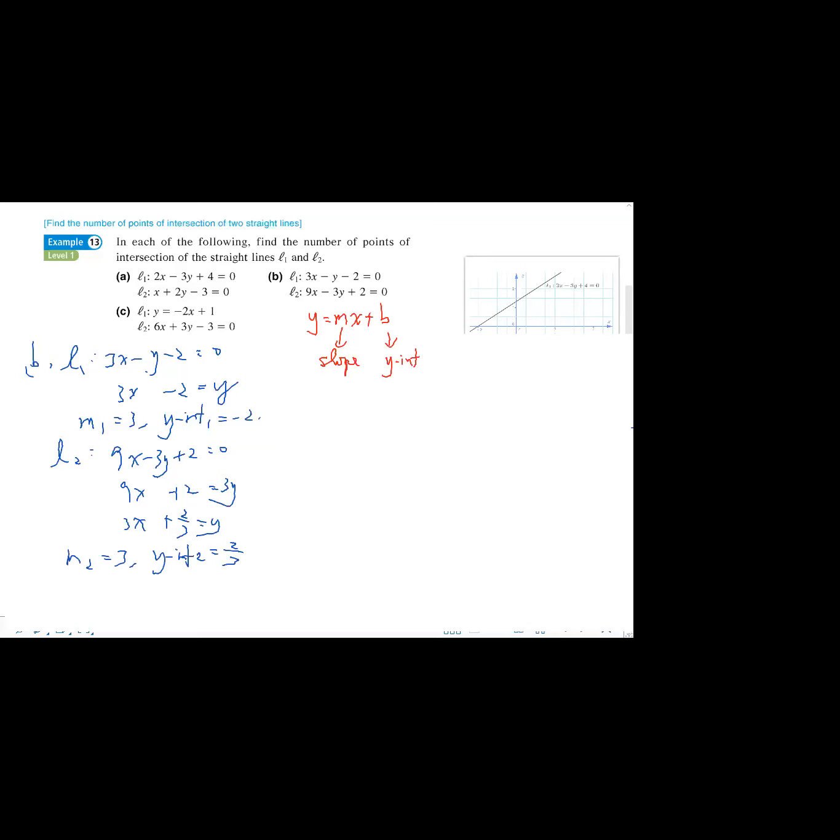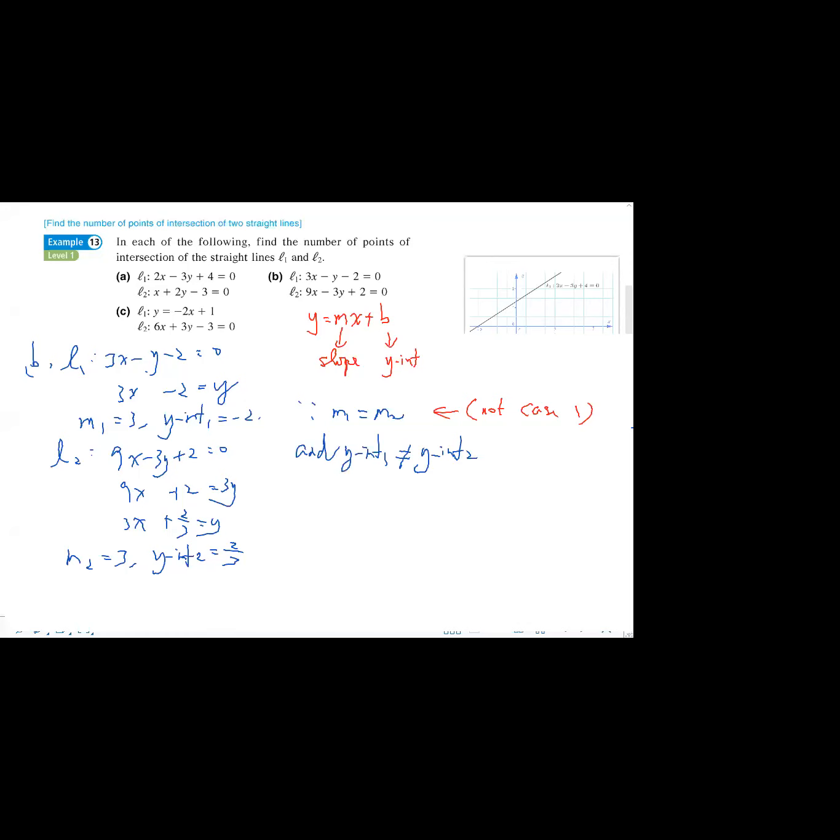Now we have m1 is equal to m2. m1 equals m2 means that it is not case 1. So this is not case 1. But does it belong to case 2 or case 3? So we will compare their y-intercepts. Y-intercept 1 is not equal to y-intercept 2.